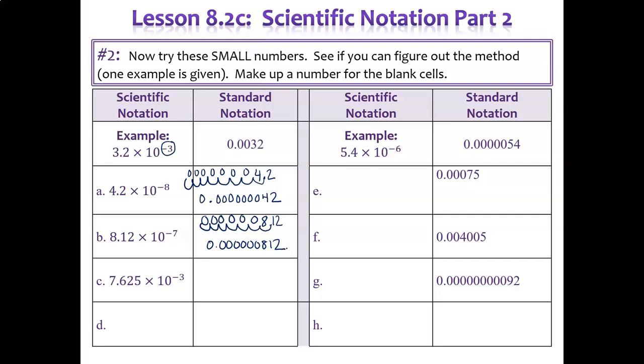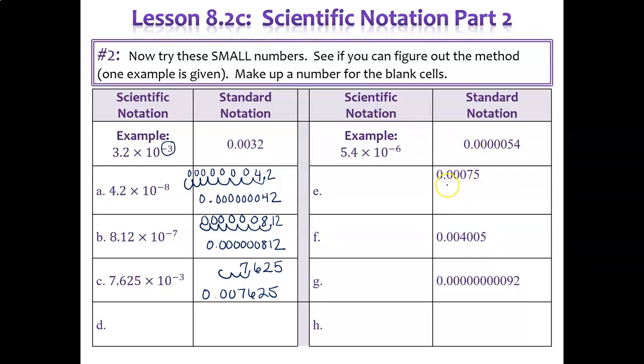Okay, C, also a negative exponent. So here's our number, and we're going to move to the left 3 spaces. And there's our decimal. Okay, to go from standard notation to scientific notation, we're going to move to the right.